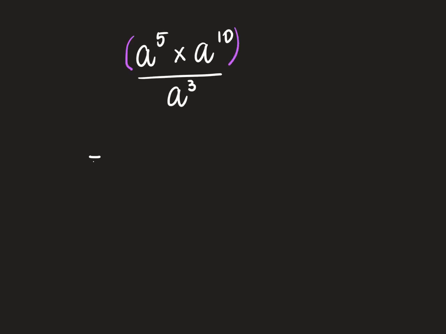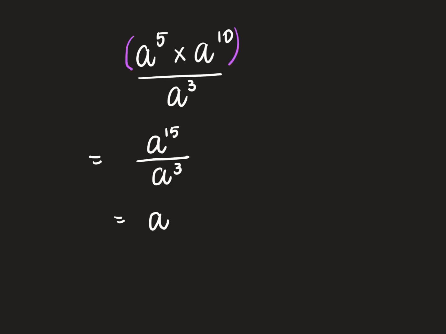Have a look at this one here. How would we do this? Well, the first thing I'm going to do here is this top bit. It's going to say, well, bases are the same, I'm multiplying the terms, so I add 5 plus 10 is 15. Then I'm just going to put that denominator just as it is. What have we got here next? Oh, we've got a division. The bases are the same, I'm dividing the terms, so I subtract. 15 take away 3 is 12.